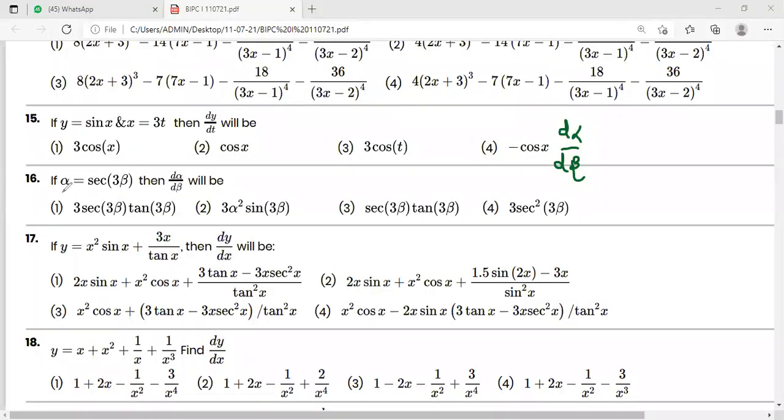The function given is the 16th one, alpha equal to secant 3 beta. Then d alpha by d beta. The derivative of the secant function will be secant x tan x only. That means secant 3 beta into tan 3 beta, into the derivative of 3 beta also you have to write here. That is into 3. The derivative for 3 beta with respect to beta is 3 only. So finally the answer is 3 secant 3 beta tan 3 beta.